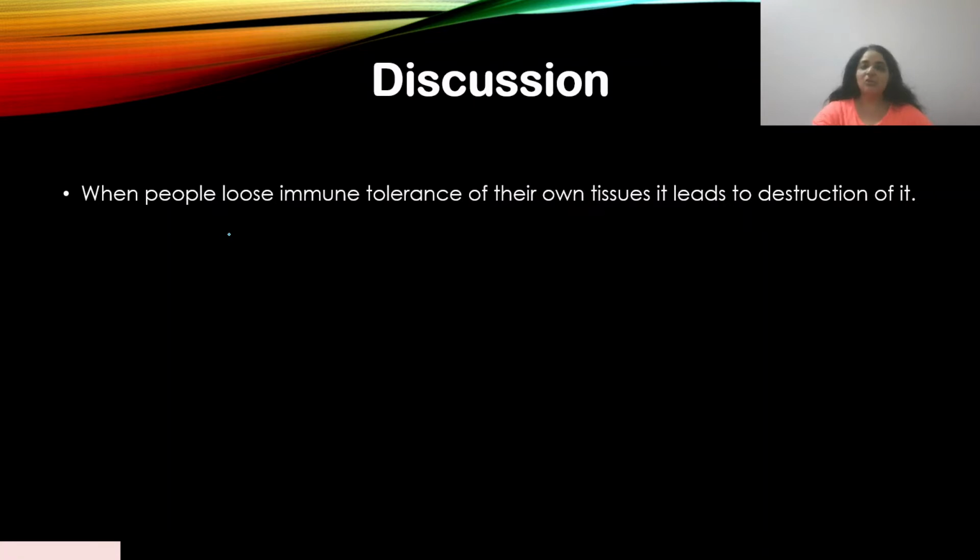Now what is autoimmunity? When people lose immune tolerance of their own tissues, it leads to destruction of it. Basically, that's what it is. It comes from the word itself. Even if you didn't know, you just see autoimmune disease. That means when the cells begin to attack their own cells. T cells, B cells begin to attack their own cells. That's autoimmunity. That is not a very good condition to be in, because you don't want your immune cells to attack your own cells, right? You can understand it from the word itself.